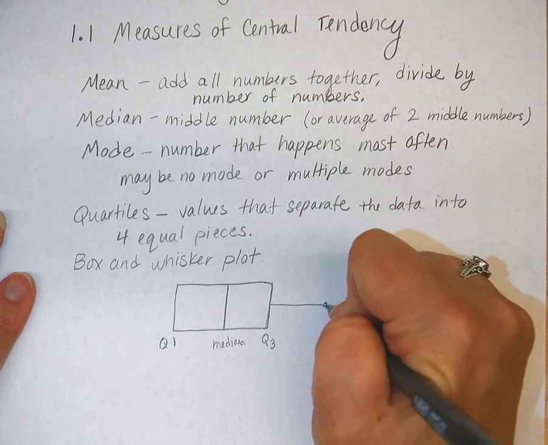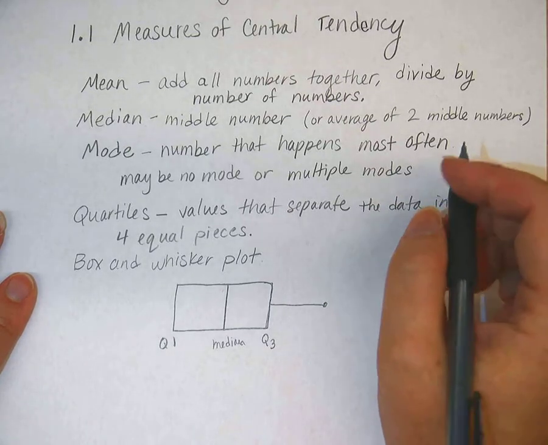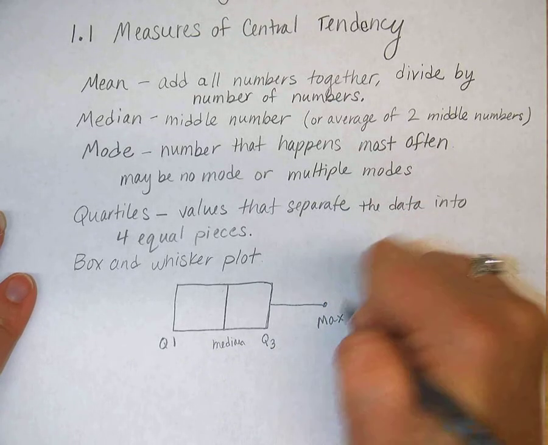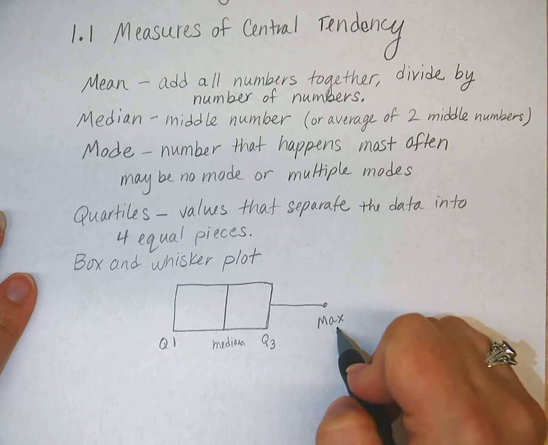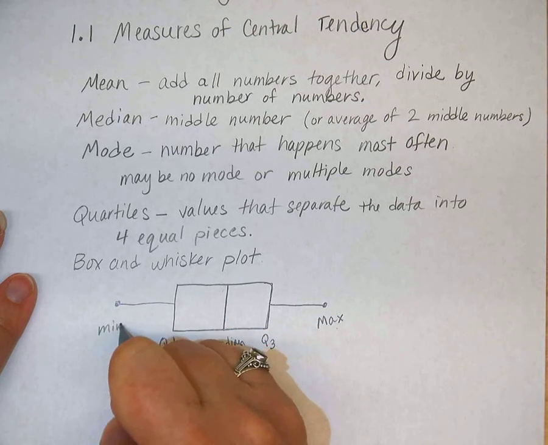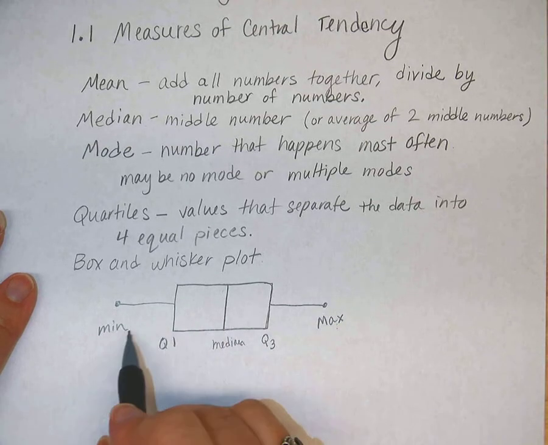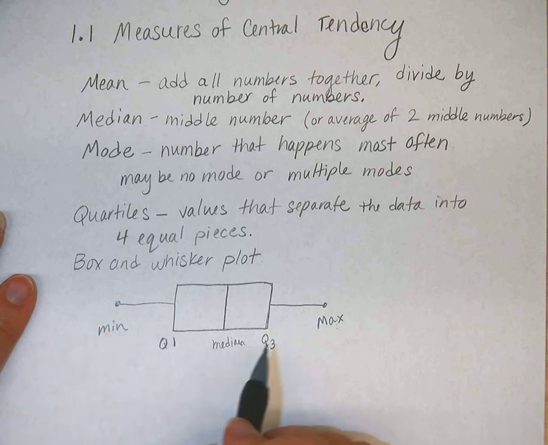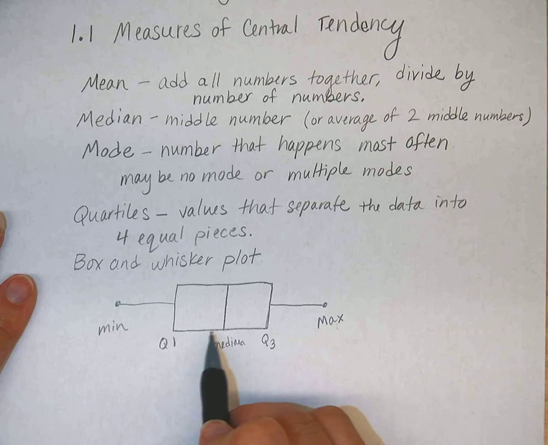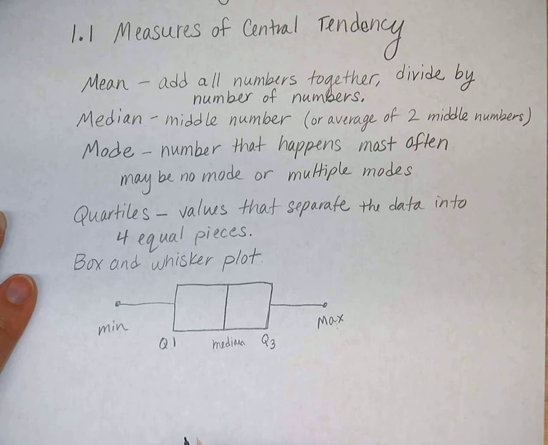The whiskers of the box take us from the minimums and maximums, or from the beginning to the end of our range of data. So this end of our whisker here is at the maximum, and the beginning of the whisker starts at the minimum. If I start with the maximum and subtract the minimum, I have the range of the data. If I start at quartile 3 and subtract quartile 1, then I have the interquartile range of the data.